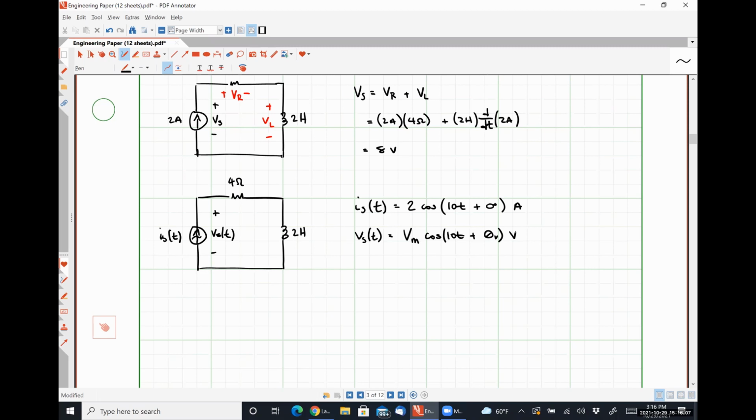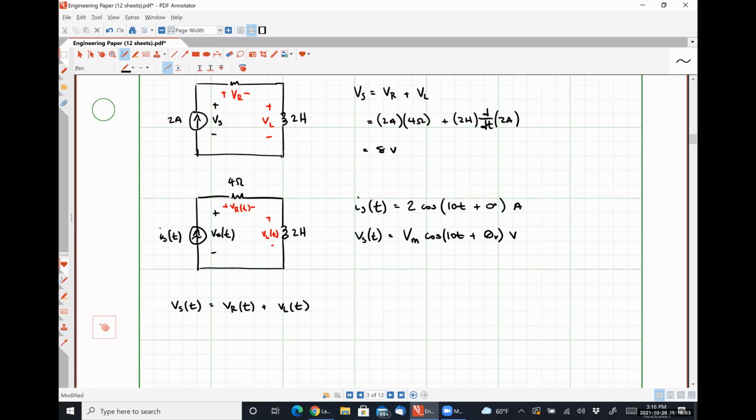Okay. So if we wanted to determine Vs of t for this circuit, we could do the exact same methodology that we applied to our DC circuit, right? So we could say that we have some voltage Vr of t, and we have some voltage VL of t, and we know that Vs of t is equal to Vr of t plus VL of t. Kirchhoff's voltage law doesn't care if we have a DC circuit, an AC circuit, or anything in between. Kirchhoff's voltage law always has to work.